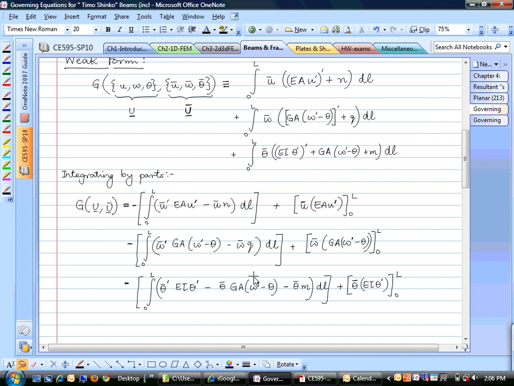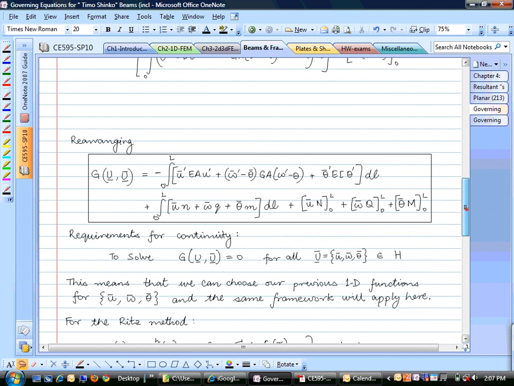So you can see that this term is symmetric in u bar. This term is symmetric in theta bar. But this term and this term, only if you combine them will they become symmetric. So just to make the entire problem symmetric, what we'll do is take out common GA (w prime minus theta). That's right here. And when you take that out common, what we'll get is w bar prime minus theta bar. So that's, I think, on the next page, right here.